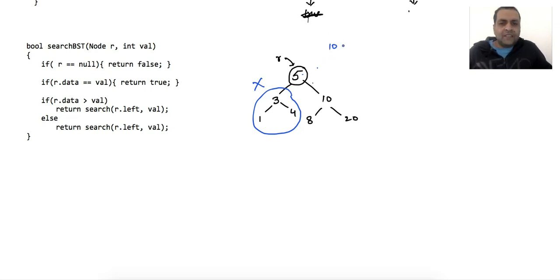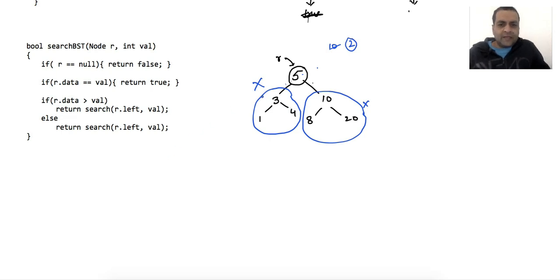Or if we are searching for, let's say, 2, then 2 can only be present in the left subtree. It is impossible for 2 to be present in the right subtree because this is a binary search tree. So without visiting the right subtree, we are discarding the entire right subtree. So either we are discarding the left subtree or we are discarding the right subtree. In other words, either we are searching only in the left subtree or only in the right subtree. And this applies for all the levels.